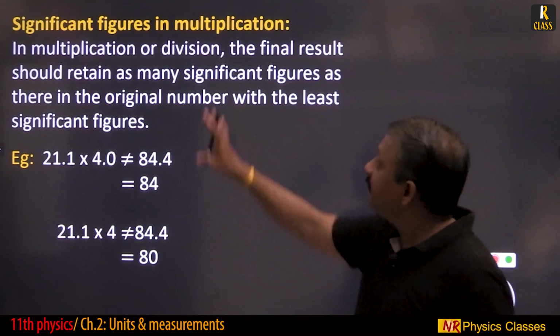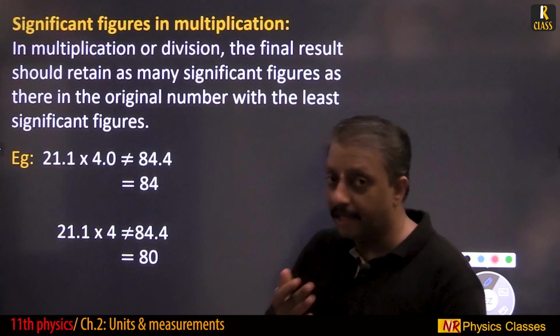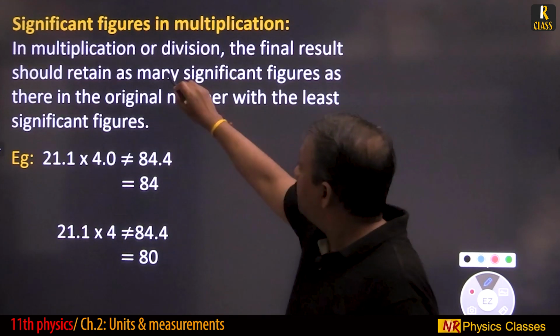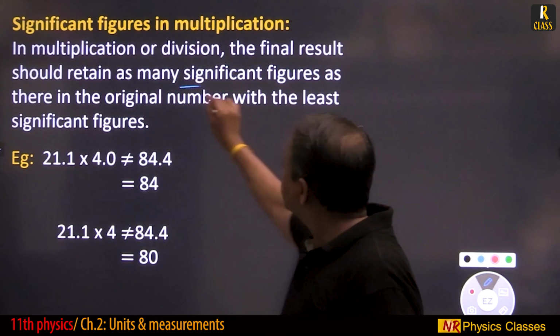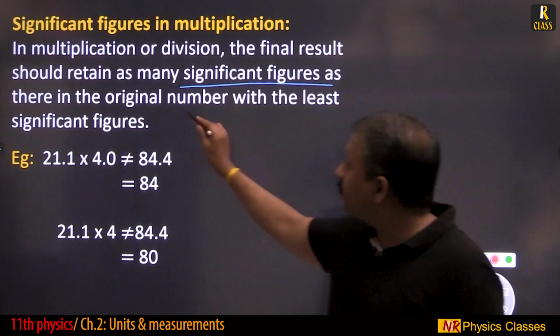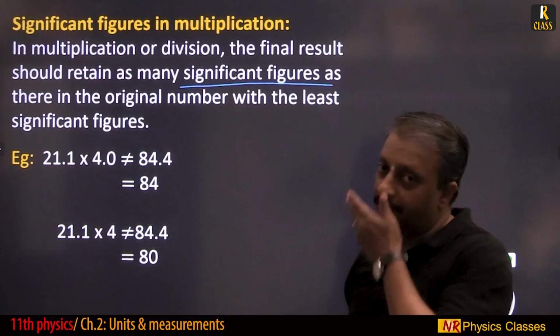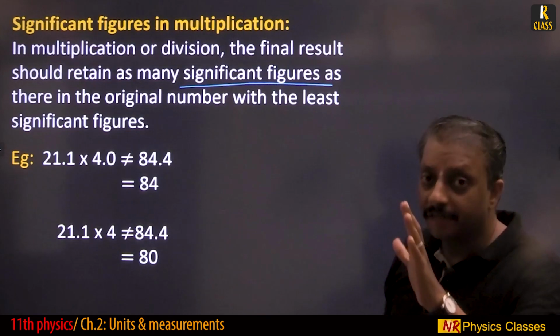Now, significant figures in multiplication. How to use in multiplication? In multiplication or division, the final result should retain as many significant figures as there are in the original number with the least number of significant figures. Now, it's not the number of digits, it's the number of significant figures.